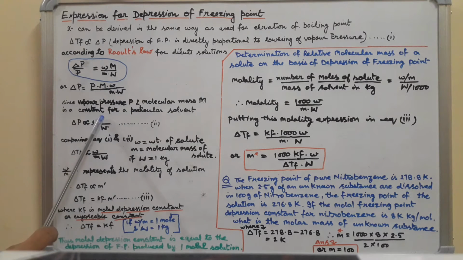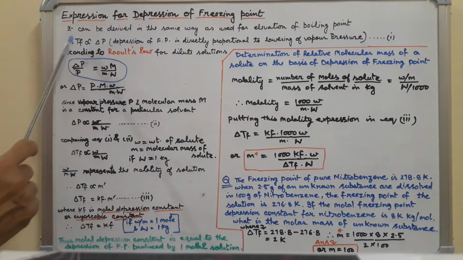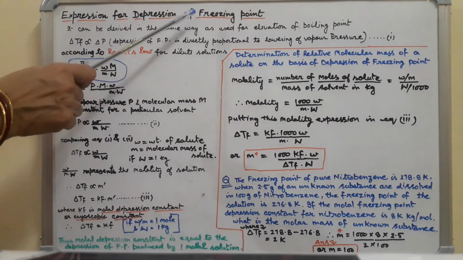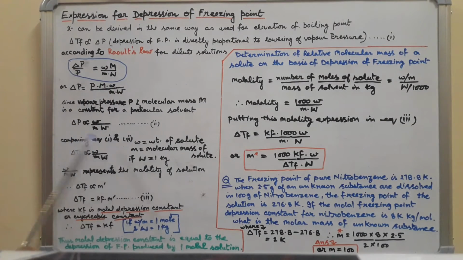Now see, what is this? Small w upon M, capital W. Small w is the weight of solute, M is the molecular mass of the solute, and if capital W is 1 kg, we get this expression, right? Now since delta P is directly proportional to delta TF, what is delta TF? This is the depression of freezing point. So I can consider delta TF is directly proportional to this, that is, the number of moles dissolved in the solvent, which is 1 kg.